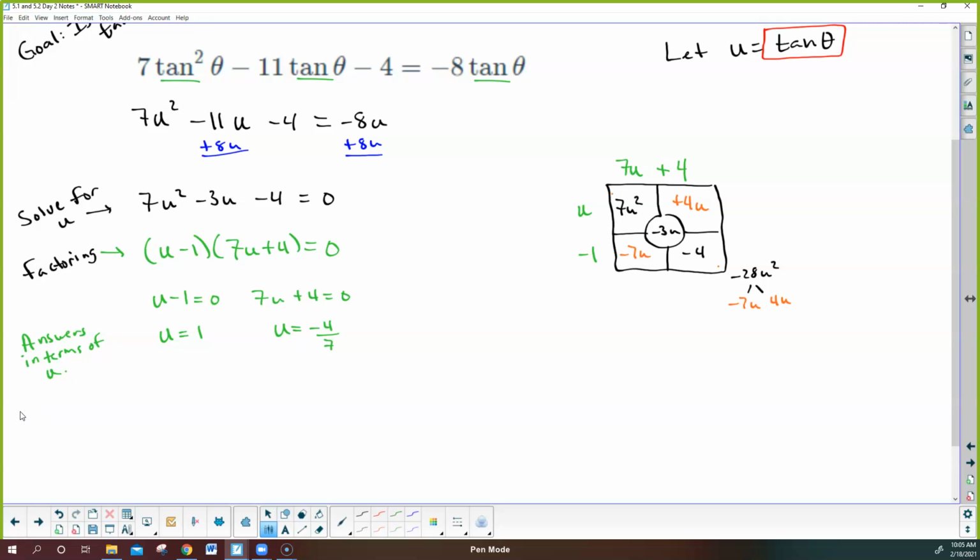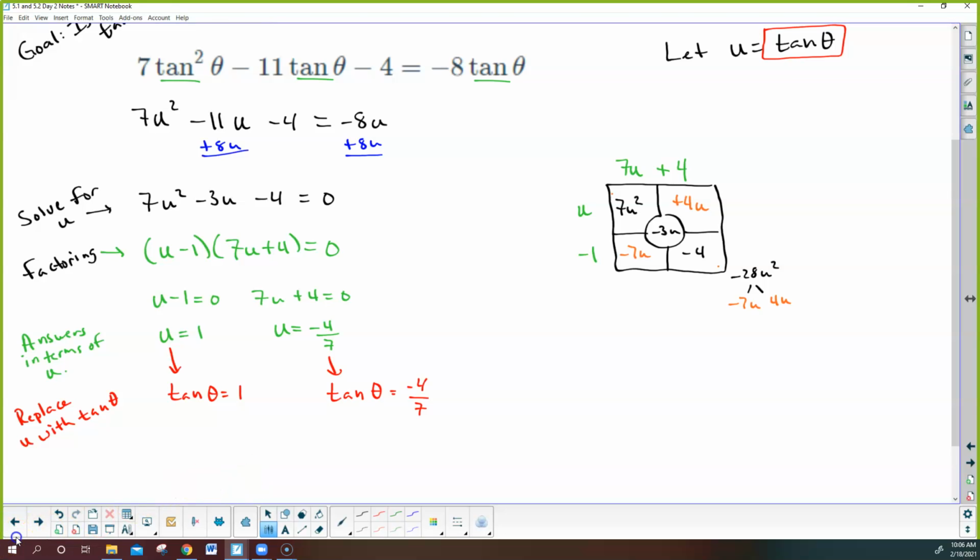So we're going to plug back in. I'll just say now replace u with what u is equal to, which is tangent of theta. So when is tangent of theta equal to 1? That's one of our answers. And then the other one is when is tangent of theta equal to negative 4/7? And these are both fairly tricky problems to solve.